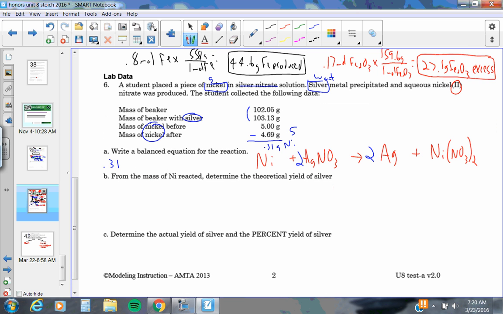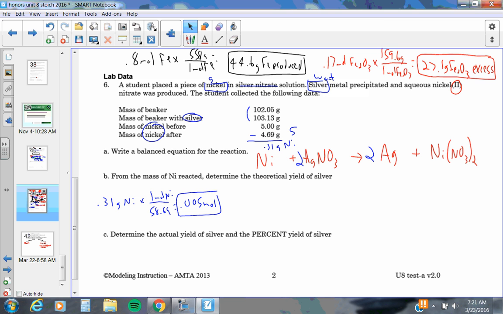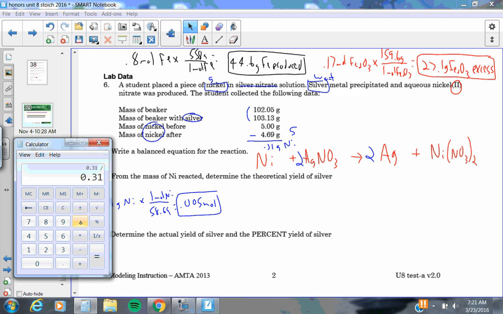Well, 0.31 grams of nickel. I suppose I could put this down here because it says from the mass of nickel reacted determine the theoretical yield. 0.31 grams of nickel. 1 mole of nickel, according to the periodic table, is 58.69. That's going to equal 0.005 moles. Pretty darn small number. Let me double check that. 0.31 divided by 58.69. This is where I should probably be a little careful, because if I simply round it off to 0.005, just one significant digit, it might not be enough information. I'm going to leave that on the calculator. Even though I wrote 0.005 moles, I'm not going to clear that right now. I think those extra digits might come into play.